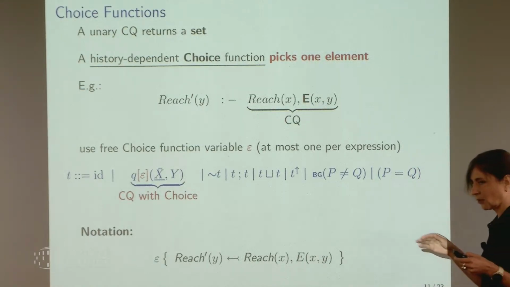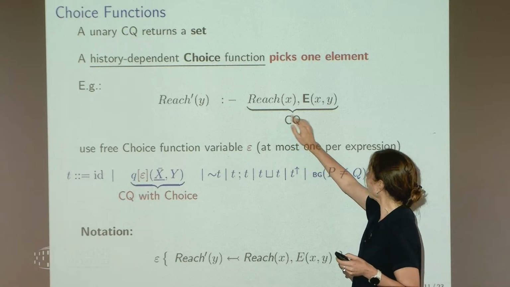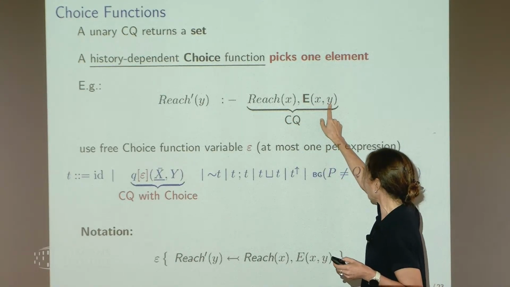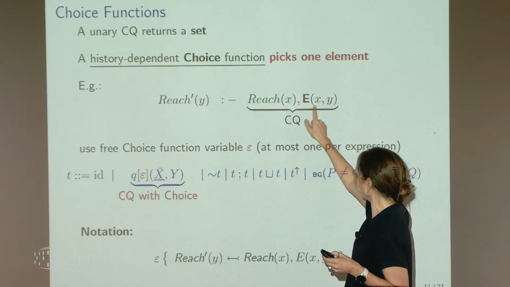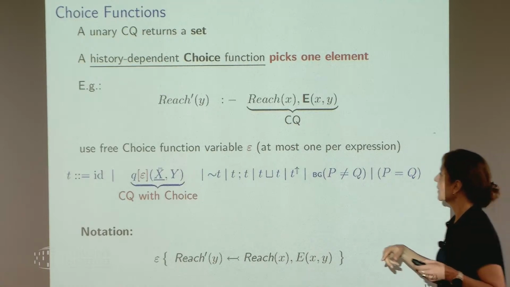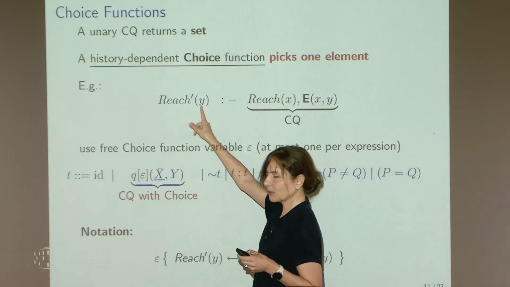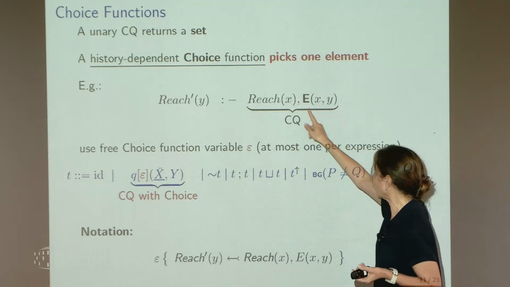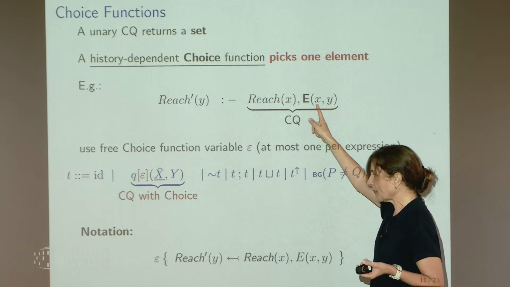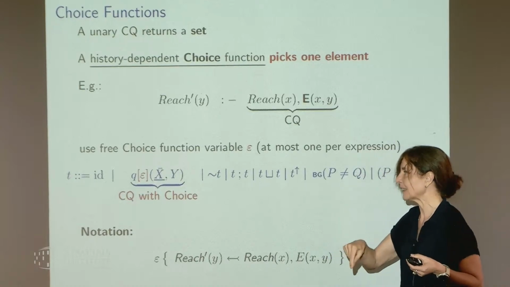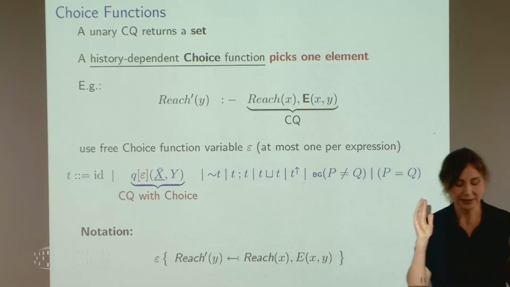But if we look at an example, this is a conjunctive query. If we have an edge relation, there could be multiple transitions from x to y, multiple edges. And if x is reachable, then we put it in reachable star. In the reachable star, we put all such elements that are reachable. And there could be many such elements because there could be many edges from x. But we use a choice function to pick just one such element. And that defines a transition in a transition system.